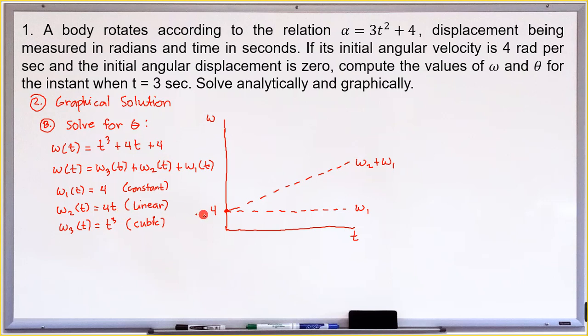So this W2 starts at 4, and also the first function starts at 4, so here is where we start to plot our cubic. The cubic is a steeper curve, it rises more steeply. Okay, again, this is our W, which is equal to the sum of W3 plus W2 plus W1. So they add up, going upward, and again this is added from time equals 0 to 3 seconds.